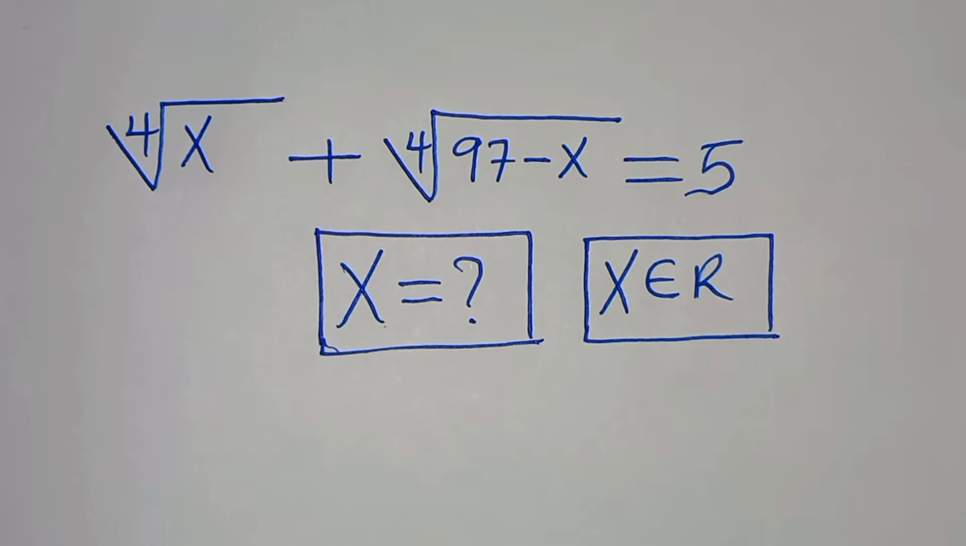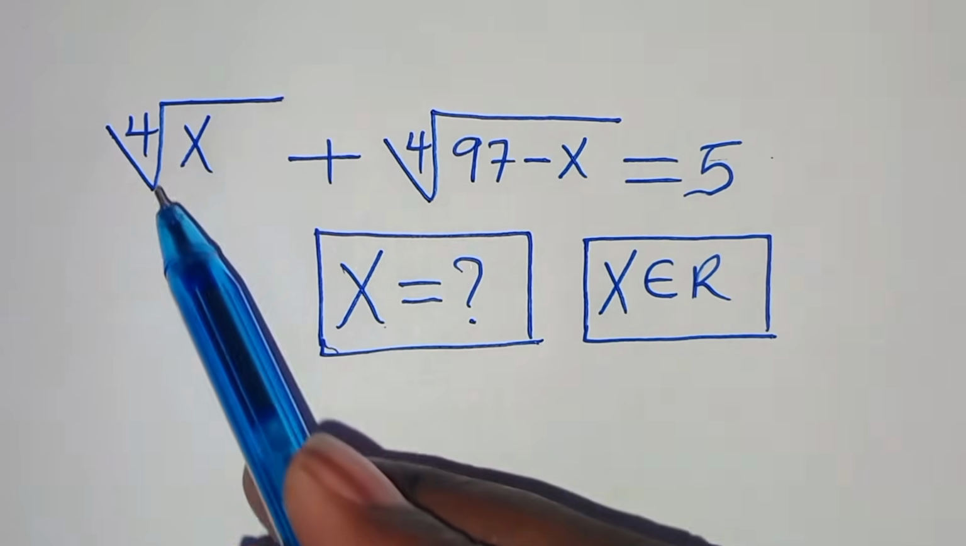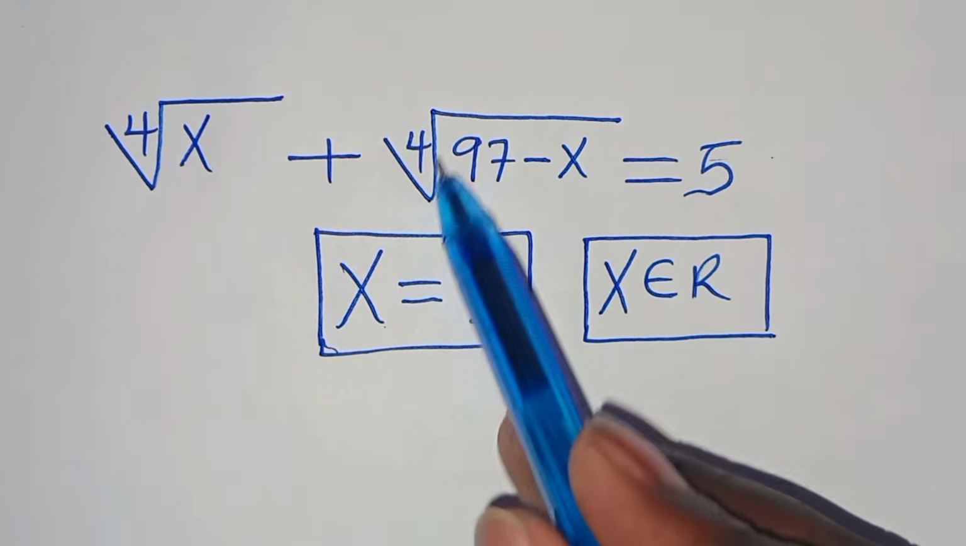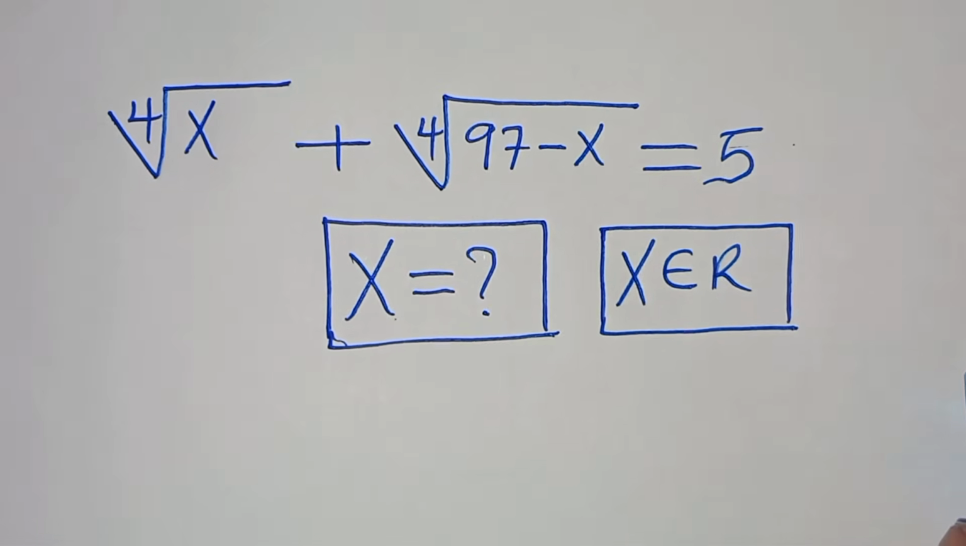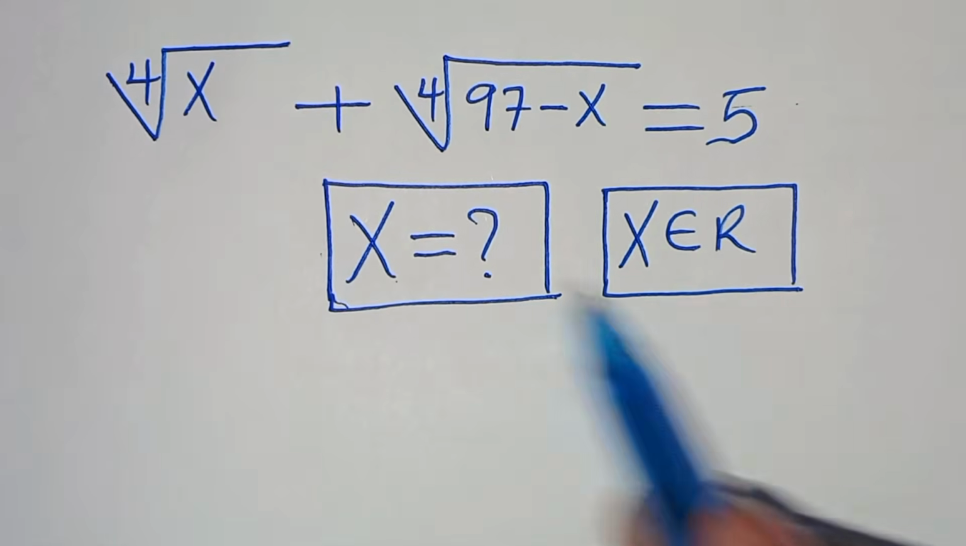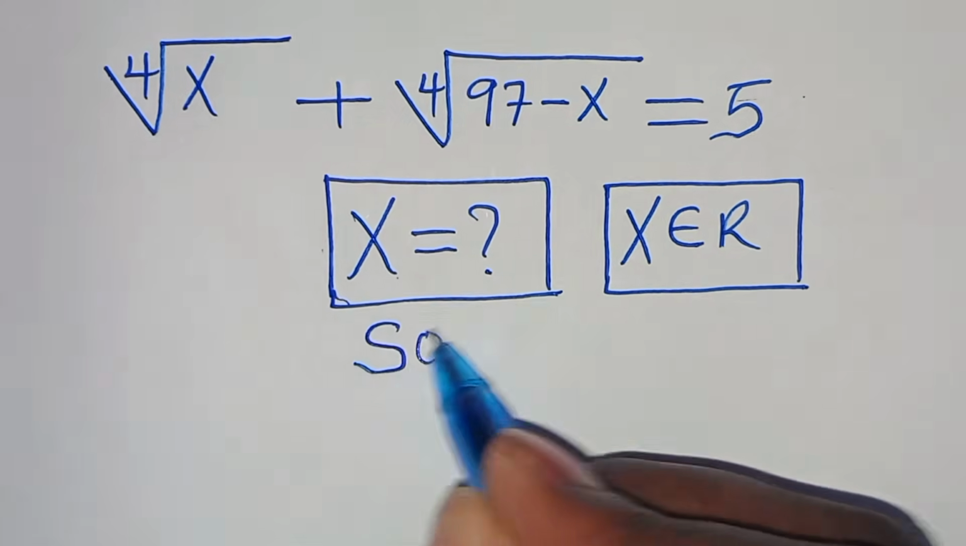Hello everyone, you're welcome to solve this nice square root math problem: the fourth root of x plus the fourth root of 97 minus x is equal to 5. What are the values of x, given that x belongs to the real numbers? Now let's provide a solution from here.